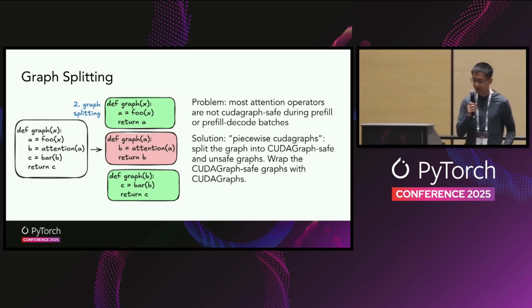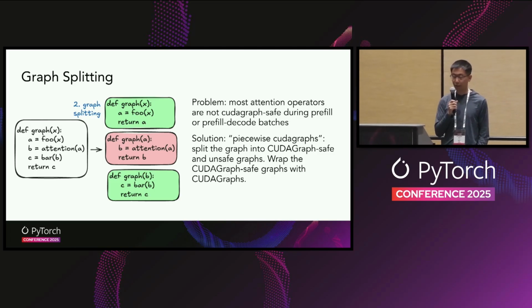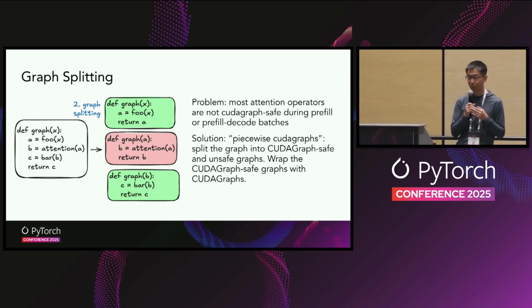And so vLLM does this interesting thing, because not all operations are CUDAGraph safe, especially the attention operation during prefill, for example. vLLM takes this full graph that it has acquired from Dynamo, and then splits it into CUDAGraph safe graphs and CUDAGraph unsafe regions. And so the CUDAGraph safe graphs can have CUDAGraphs applied to them. Later on, the CUDAGraph unsafe regions, they just run eagerly without CUDAGraphs.